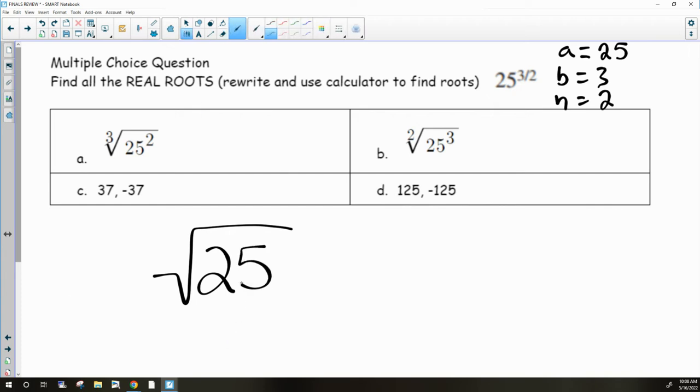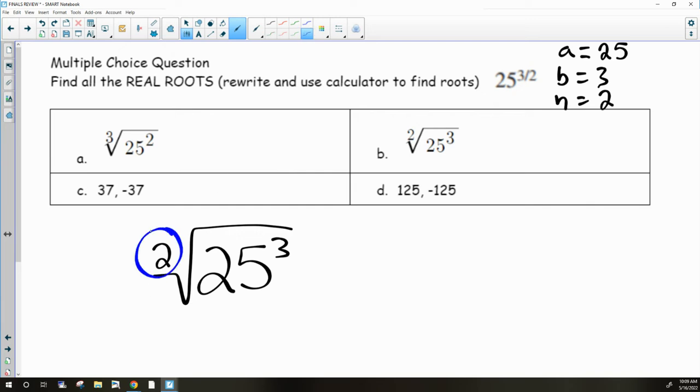25 on the inside. 2 is the end, my index. 3 is my exponent, so it goes on the inside. So that's it all rewritten: the square root of 25 to the power of 3. Now it's important for us to rewrite this first because that index, the n value, tells us something.